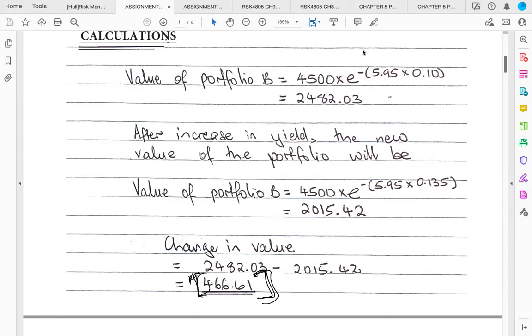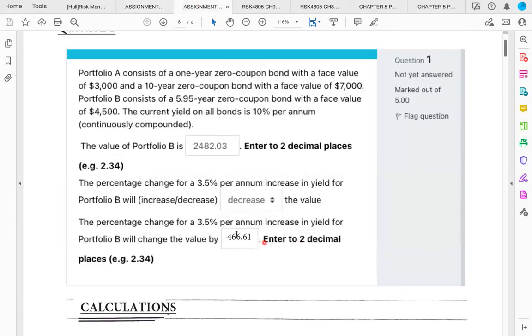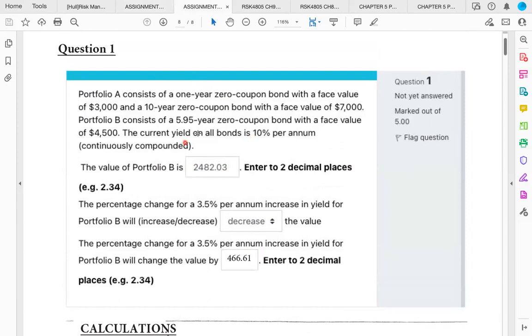So you would have noticed that if interest rates actually went down, you would have an increase in the value of your bond. But in this case, interest rates went up, so we had a decrease in the value of our bond portfolio. And always be careful when you're entering your values. We're told to use 2 decimal places, and then we'll be done with the first question, right?